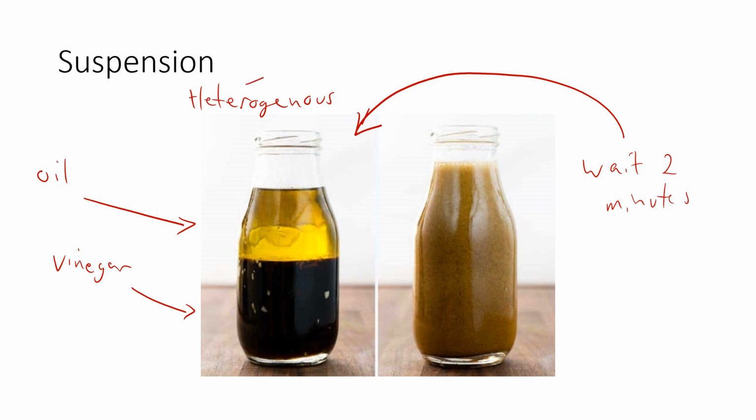So again, a suspension is heterogeneous, and that means it looks different throughout. There's no homogeneity. That's a big word for you. It looks different. And a way to kind of remember what the word means is if you look at it, it's kind of suspended in the air above the other portion.